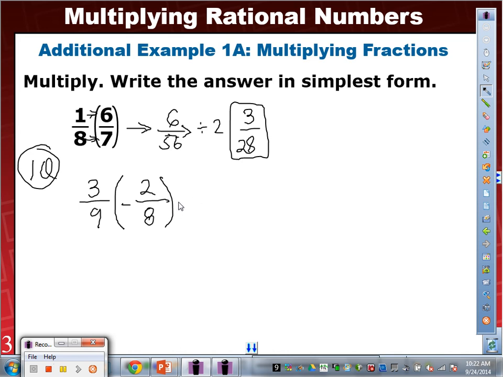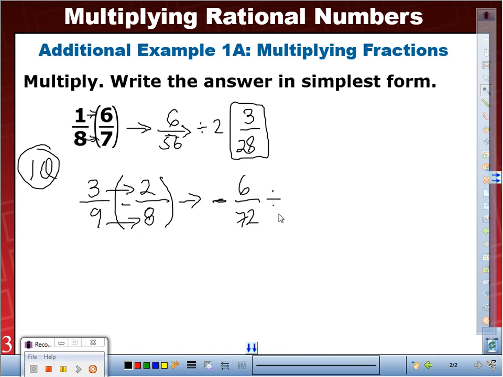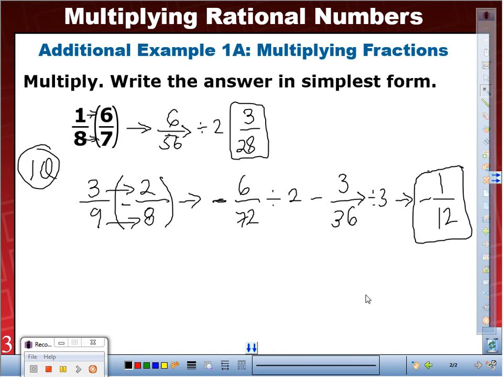Okay, let's see. First of all, step 1. Is the result positive or negative? Negative, because the signs are not the same. Remember, if you're not doing that step first, then you're making a mistake at the end, because you don't have the right sign. Next, multiply numerator times numerator. That's 6 over 72. Can we reduce by 2? Yes, this becomes negative 3 over 36. Can we simplify one more time? Yes, divide by 3. This becomes negative 1 over 12. Hands up if you got negative 1 over 12. You have to reduce to lowest terms.